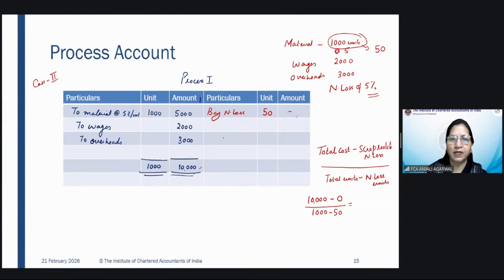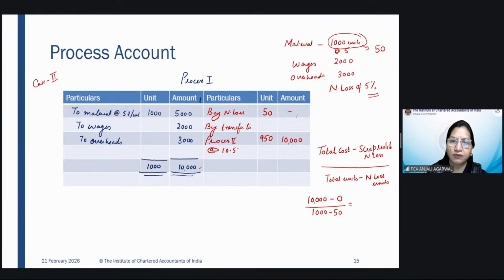So now my transfer to next process will be, you can write next process or process 2, 950 units. What we've been given, 1,000 units were there, 50 is the normal loss. So 950 units must have moved to the next process. And these 950 units will bear the entire cost of 10,000. Now you will divide 10,000 with 950 to find out the rate.